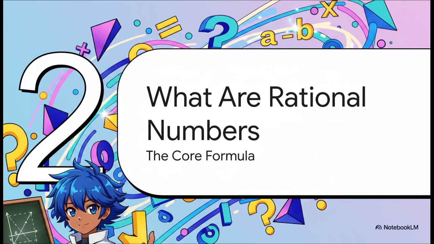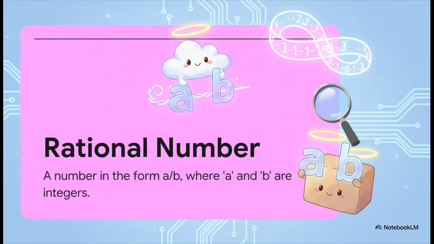What are rational numbers? The core formula. Let's get to the main event and define what a rational number actually is. Think of it like a secret code or a highly specific format. It's written simply as a fraction, a divided by b. The catch? Both the top and the bottom absolutely must be integers. So you've got your top number, the numerator, which we'll call a, and your bottom number, the denominator, called b. As long as both of those pieces of the puzzle are integers, boom, you've got yourself a rational number.